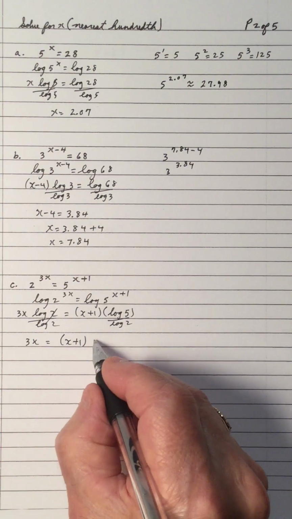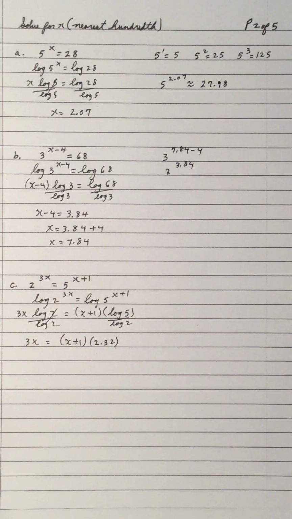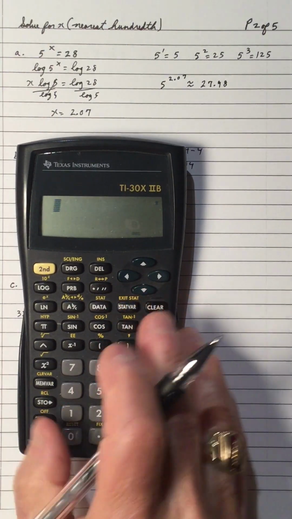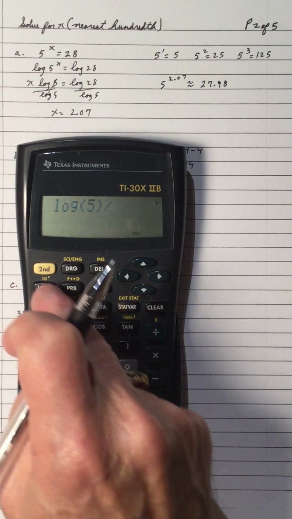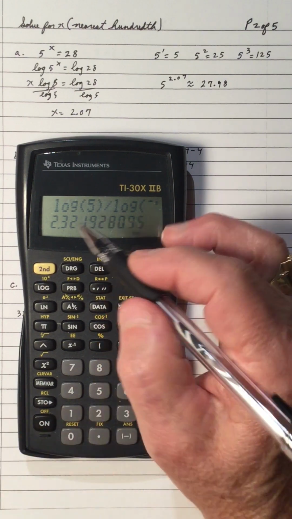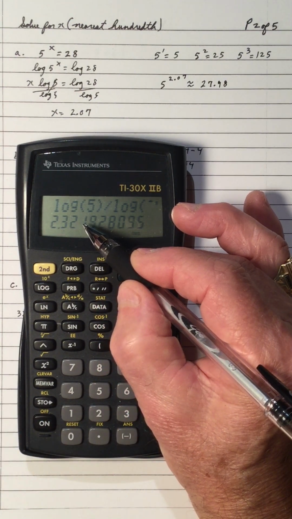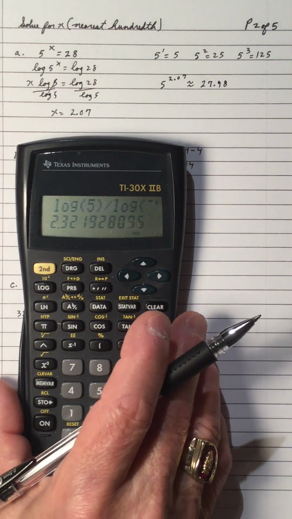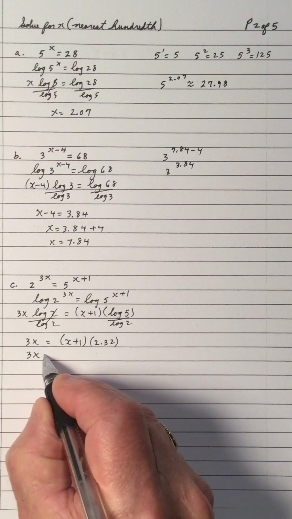Log 5 divided by log 2 is 2.32. Let's just check that. Clear. Log 5 divided by log 2, and we get 2.32 to the nearest hundredth. This is less than 5, so we leave it as a 2, 2.32. And we take our time and solve for x now.